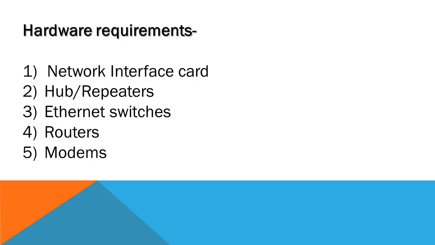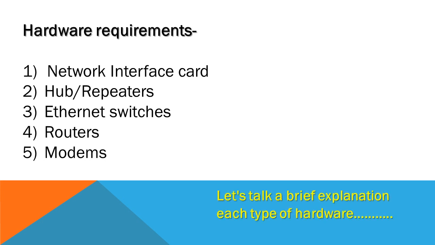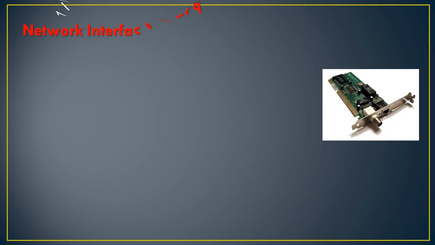Now we will discuss hardware requirements. For establishing a network, we need different types of devices. They are network interface card, hub or repeaters, Ethernet switches, routers and modems. Let's talk a brief explanation of each type of hardware. First, that is NIC.